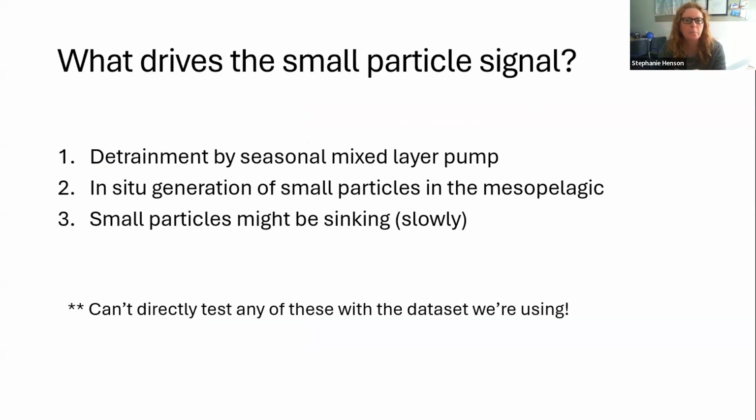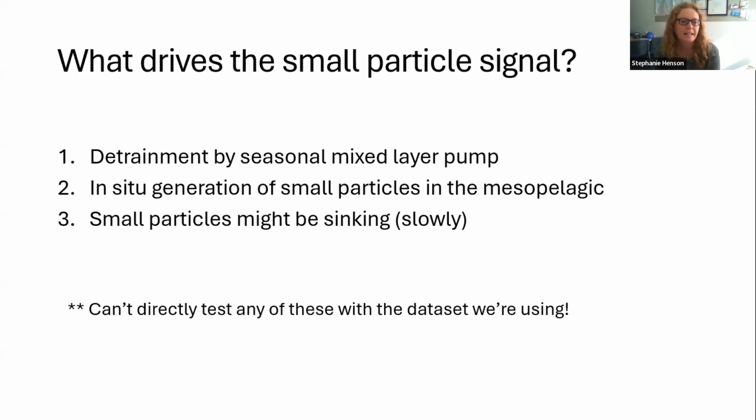And there's three kind of hypotheses that we could put forward. One is that the particles could be being detrained by the seasonal mixed layer pump. One is that they could be generated in situ in the mesopelagic by zooplankton fragmenting particles, or that small particles could be sinking, although slowly, or any of those. Any combination of those could also be true.